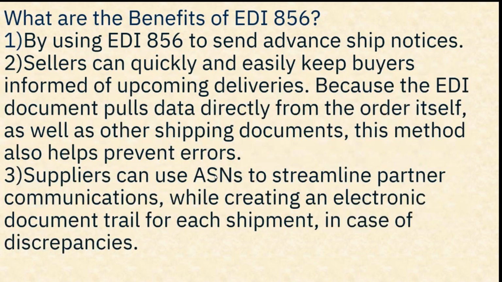Okay. So this slide specifies what are the benefits of an EDI 856. First, by using the EDI process to send advance ship notice, a seller can quickly and easily keep buyers informed of upcoming deliveries because the EDI document pulls the data directly from the order itself, as well as other shipping documents. This method also helps prevent errors. Third, a supplier can use ASNs to streamline partner communication while creating an electronic document trail for each shipment and in case of a discrepancy.